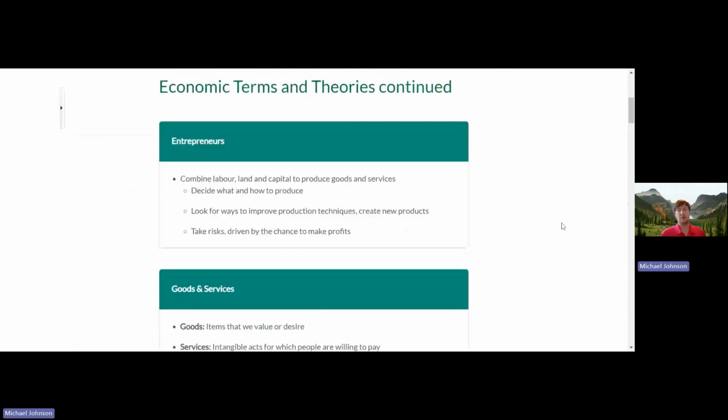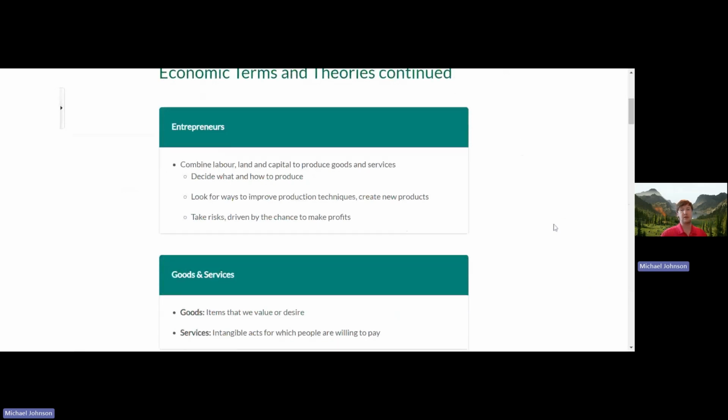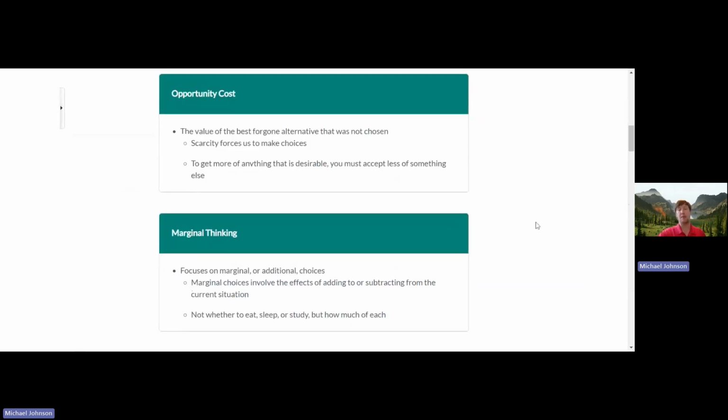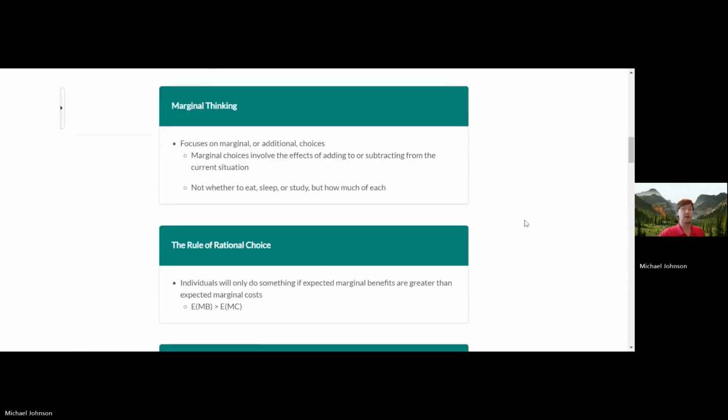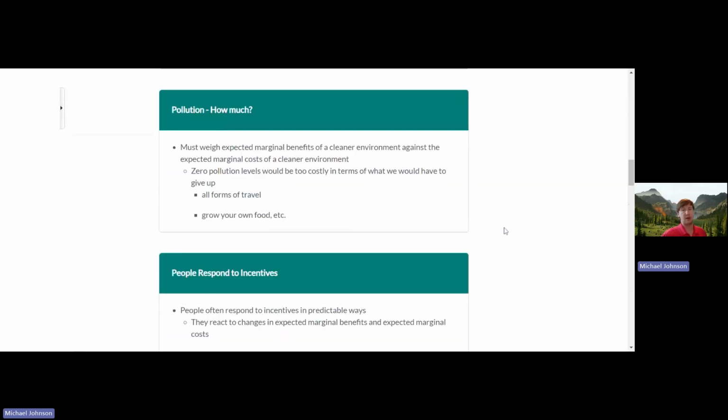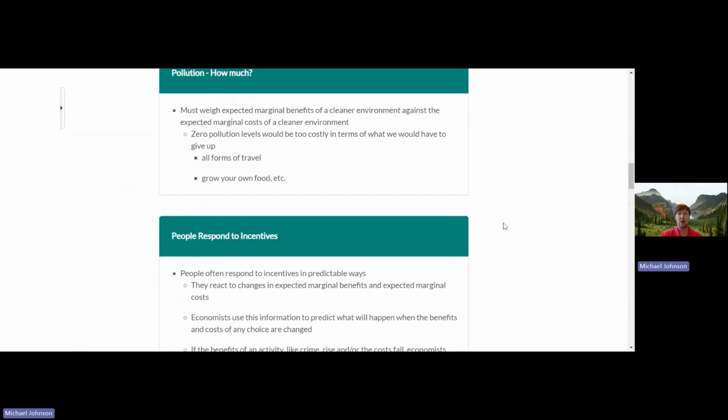So entrepreneurs build new businesses. Goods and services are what we sell to gain money. Opportunity cost is what we give up to get something new. Marginal thinking, focus on marginal additional choices. Rational choice. If marginal benefits are greater than marginal cost, we will do something. Pollution. We don't want too much pollution because there's a massive societal cost to it.